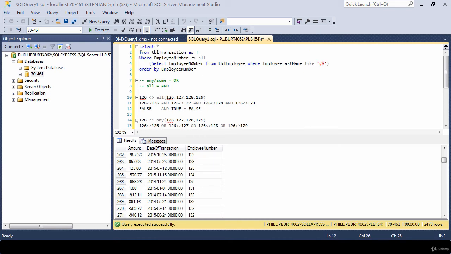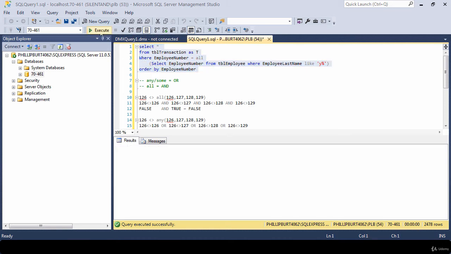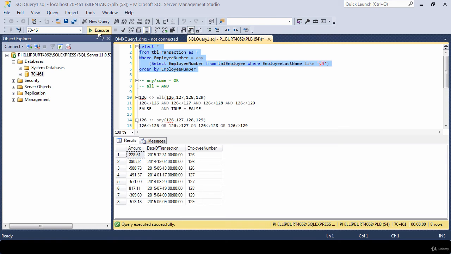So you can see that all is quite often used with not equal to, or it's used with less than and greater than. It's just generally not used with equals, because 126 can't be equal to 126 and 127 and 128 and 129, whereas 126 can be equal to any of the following: 126 or 127, 128 or 129. And you don't just have to use equals or is not equal to. You can also use, say, less than or equals to.